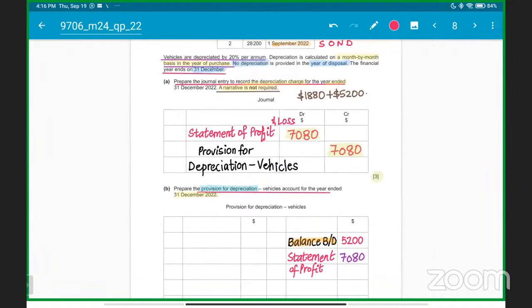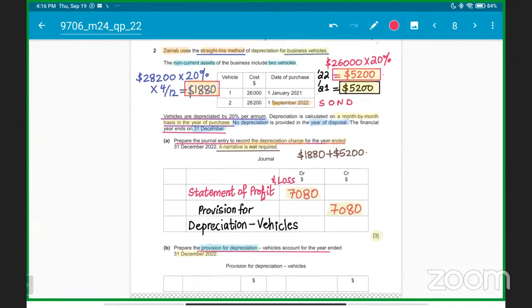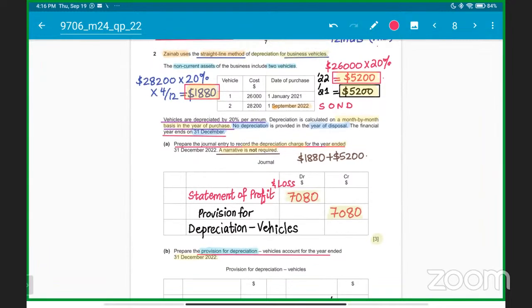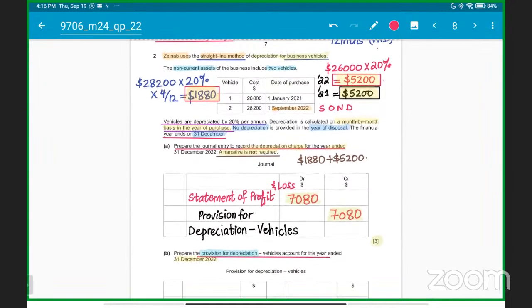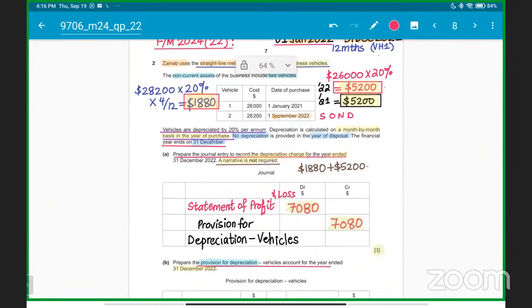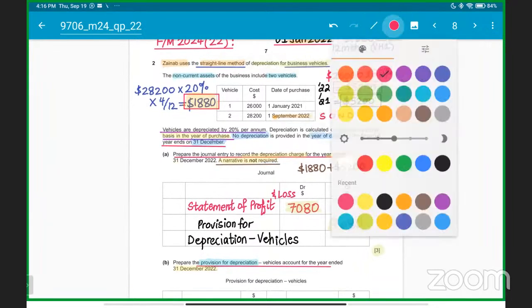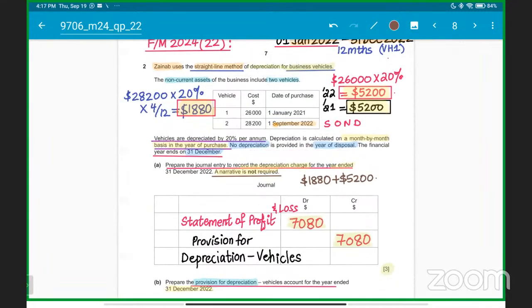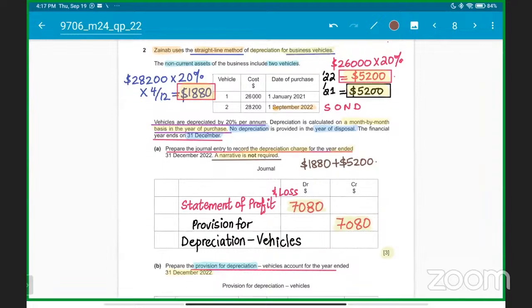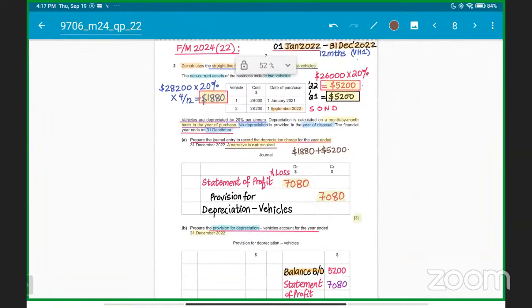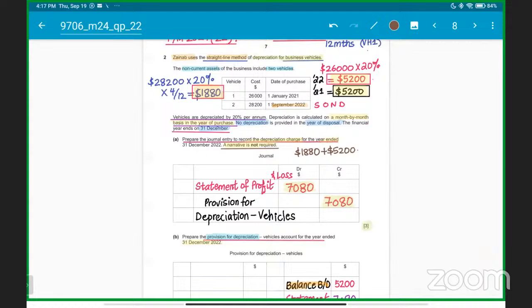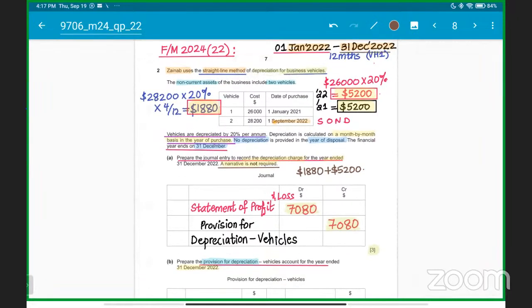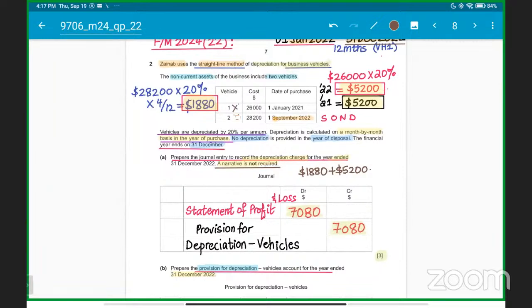Sorry, sir, I wanted to ask you about the question. When is it being disposed? Because it says no depreciation is provided in the year of disposal. Right, exactly, so for the second vehicle, why should we depreciate? No, we need to understand that in this page there is no talk about disposal. In the question so far, we are standing at 31st December 2022. In it, neither vehicle 1 nor vehicle 2 has been disposed. Both of the vehicles are continuing.